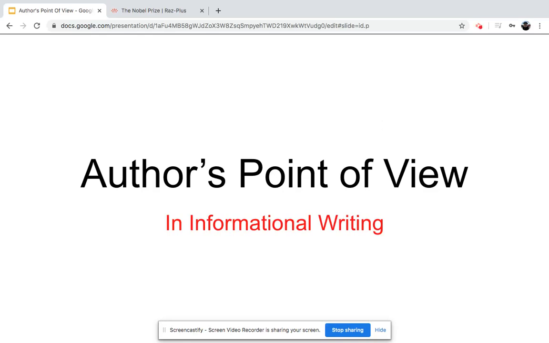Today's lesson is going to be on author's point of view, specifically in informational writing. Author's point of view is very similar to an author's purpose. I want you to use your knowledge of figuring out author's purpose to help determine point of view.